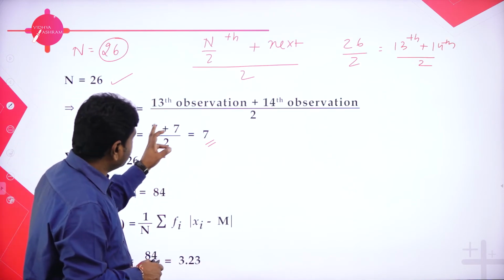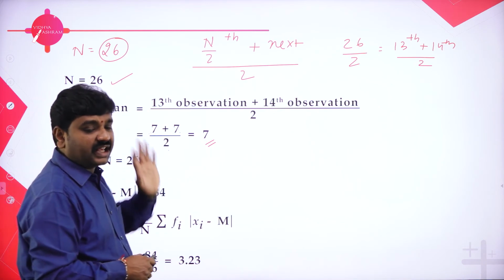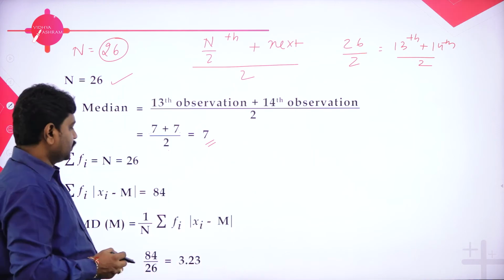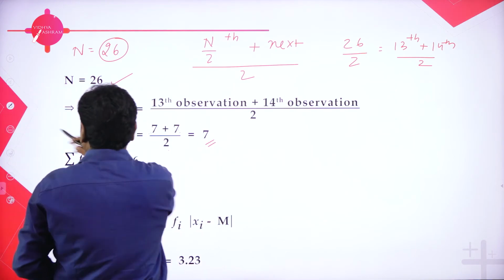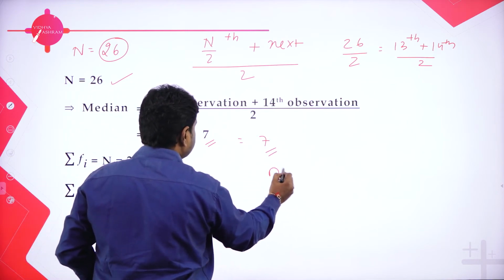So the 13th observation plus the 14th observation, 7 plus 7 by 2, you will get 7 as the median. Now we got the median. So what is the median we got? Median is 7. We call it capital M.